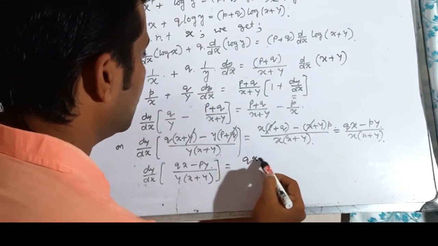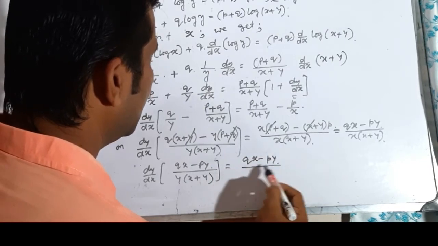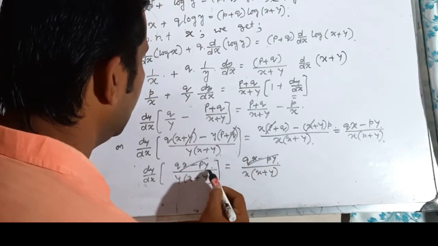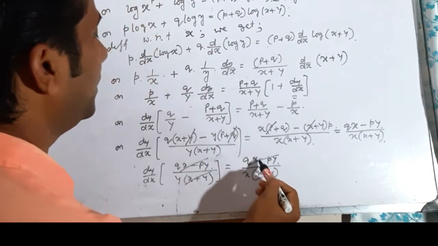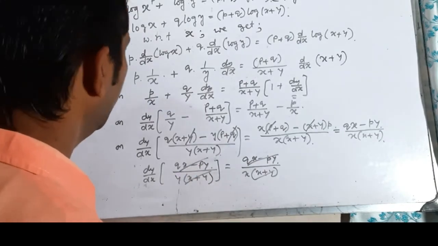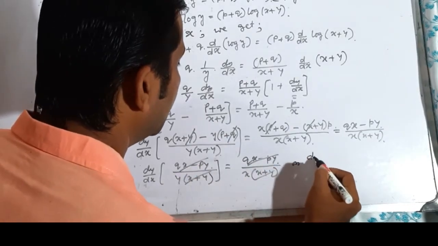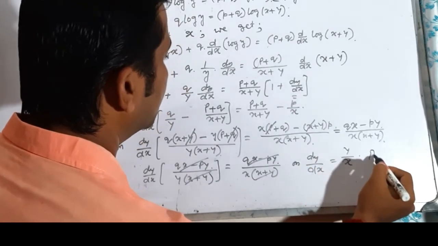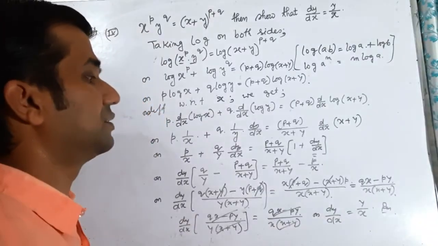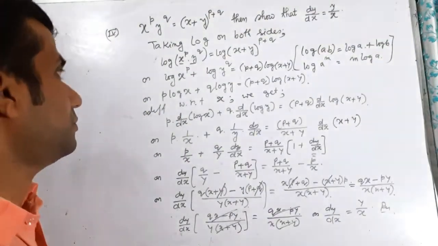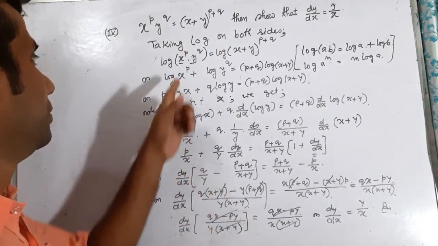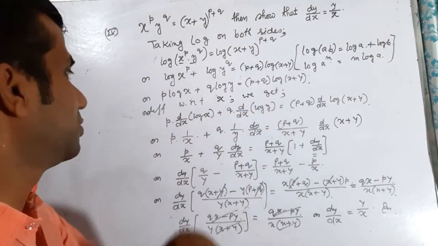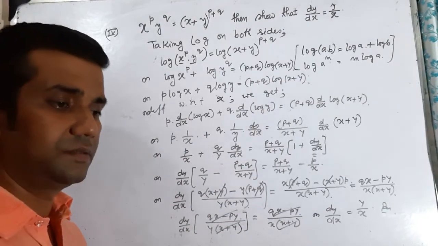You see here that these two terms are equal, so cancelling (x+y) and (qx - py), we get dy/dx is equal to y by x. This is your required answer and is proved. We take log on both sides and differentiating with respect to x, we get the required result.